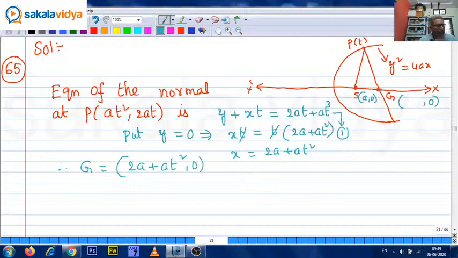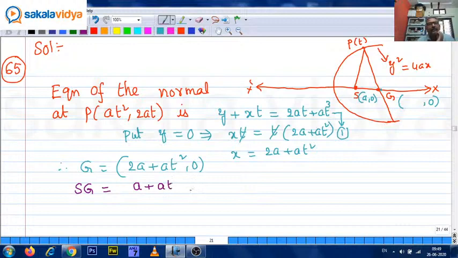Okay, so now what we need to find out? SG, the distance between these 2 points. SG we need to find out. SG equals 2a plus at square minus a. You will be getting a plus at square.